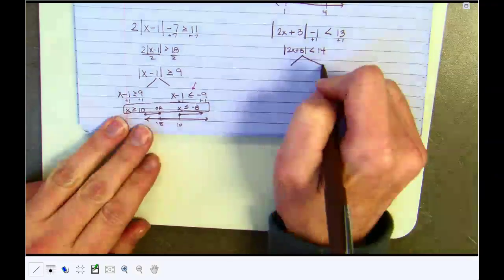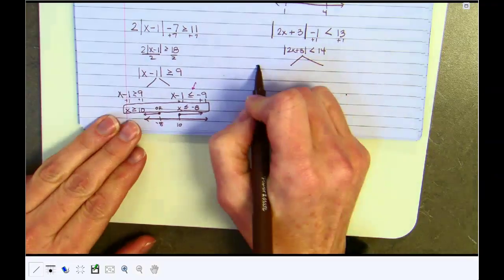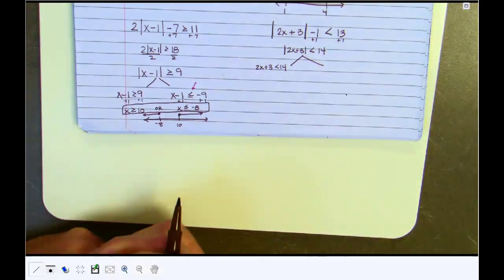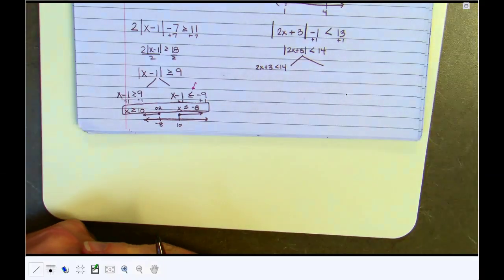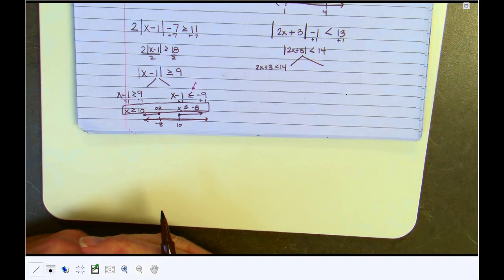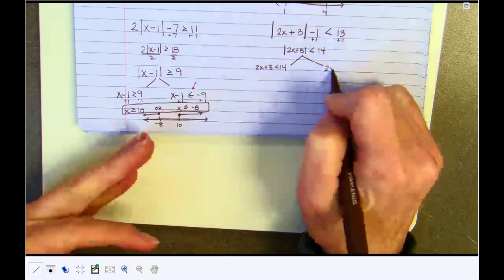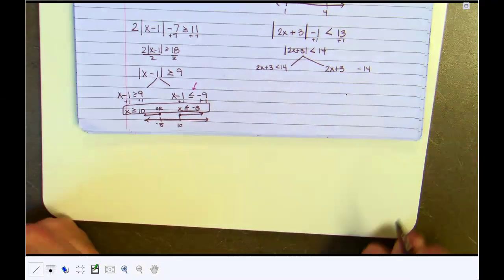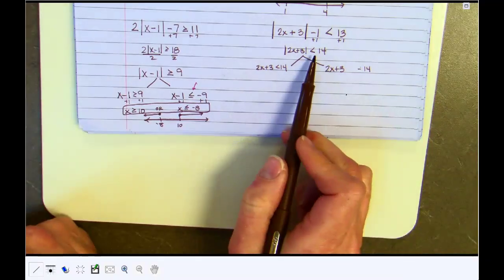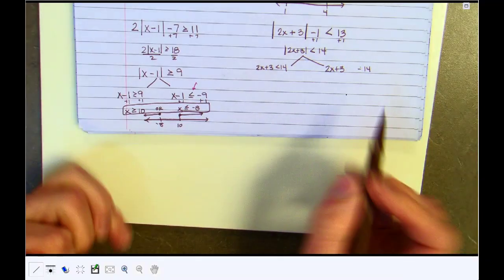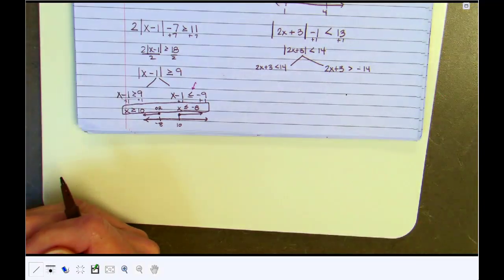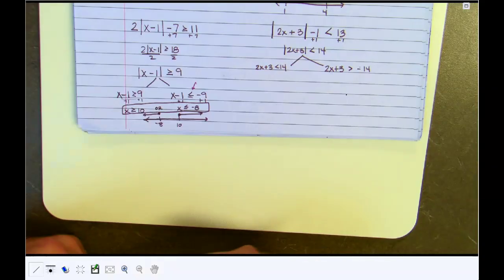Split it. One is the way it looks, exactly the same, minus the absolute values. So 2x plus 3 is less than 14. Now, the other one, 2x plus 3, negative 14. Switch the inequality because it's a negative. Okay, go ahead and solve those. I'll give you a minute to do that.